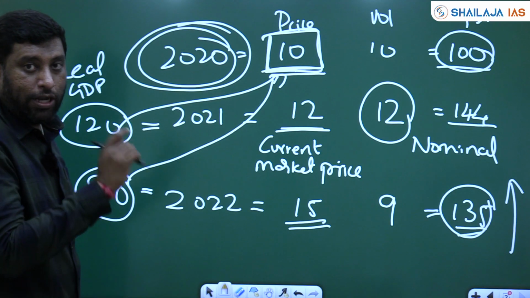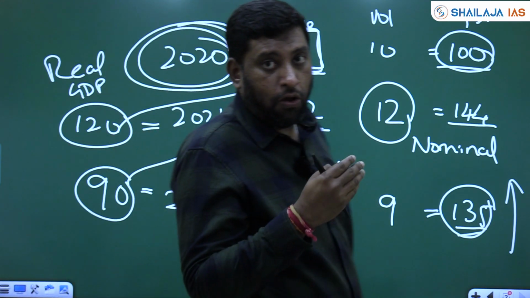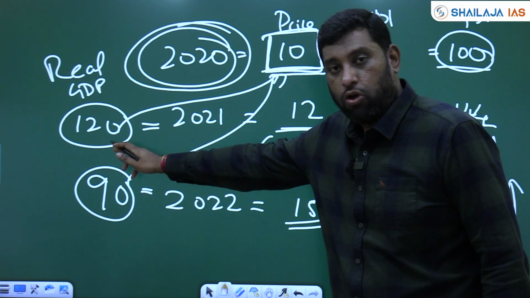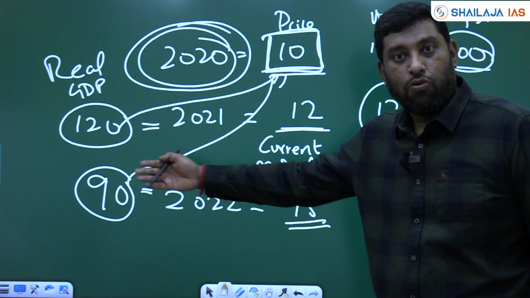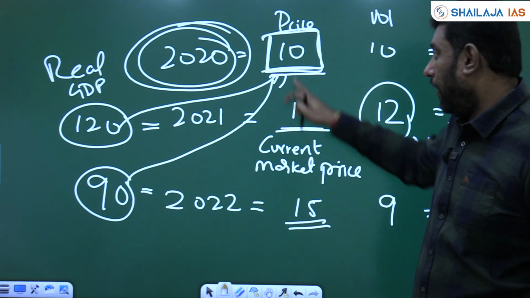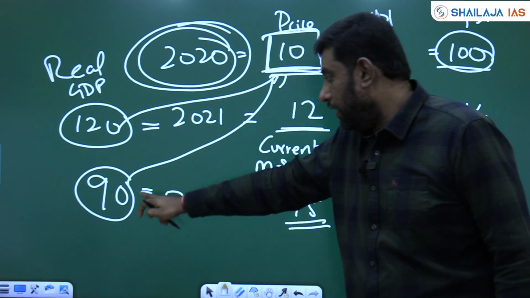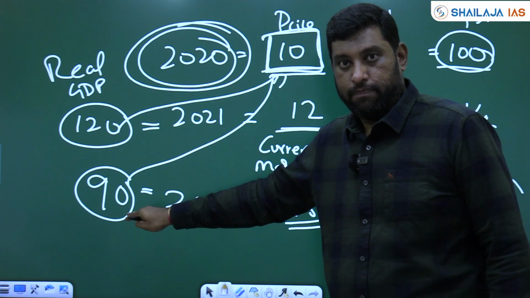As a result, you are going to get a more accurate understanding of the growth of an economy itself, because you can see in 2021 it has actually grown by 20%, but in 2022 it is giving us a more accurate picture because the volume has reduced, but the price we are keeping as the base year price of 2020 itself. So we can clearly see the actual GDP has gone down.